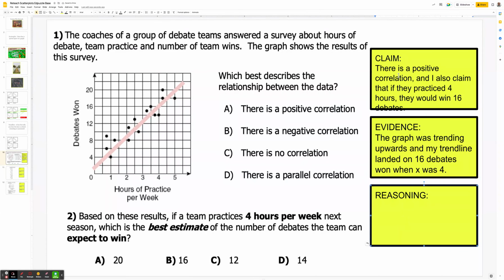So I made a claim. That's my claim. Those are my answers. That it's positive, and if they practice 4 hours, they would win 16 debates. And then my evidence was shown and my reasoning. My reasoning proves my evidence, which proves my claim, okay? So my reasoning is that if the trend line was positive, it makes sense that the more they studied or practiced, the better they did.